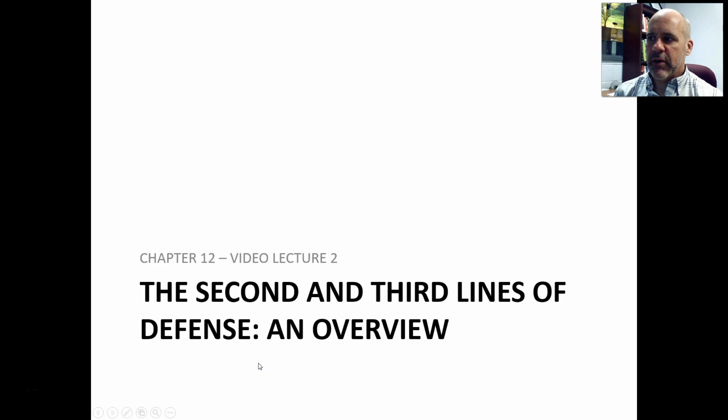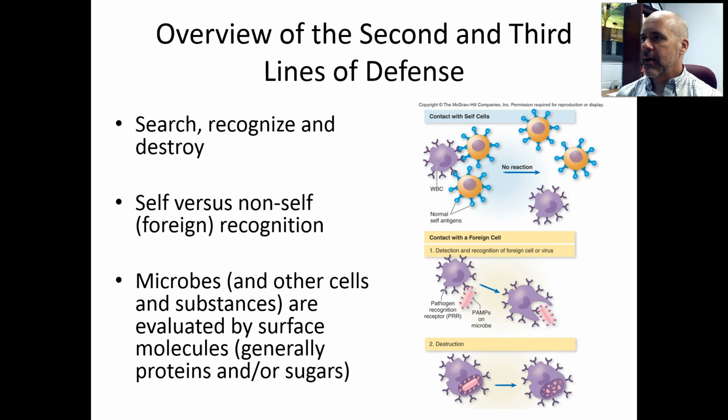For the rest of Chapter 12, we're really going to be focusing in on different features of the second line of defense. But before we do that, we're going to talk a little bit more about the second and third lines together with kind of an overview. All right, so what we're going to see repeatedly as we discuss the second and third lines of defense is that both of these lines are concerned with searching out, recognizing, and destroying things that are foreign to the body.